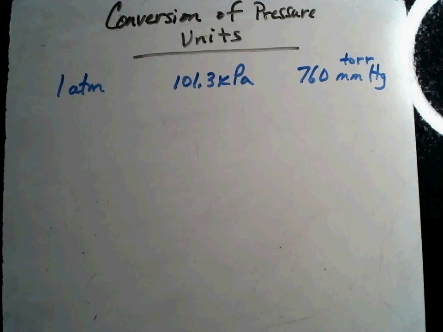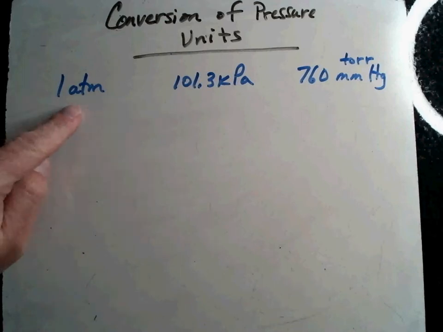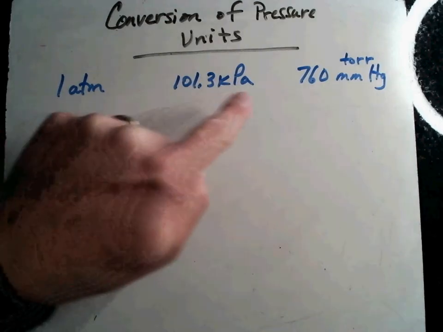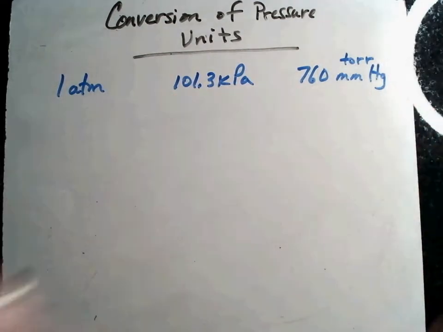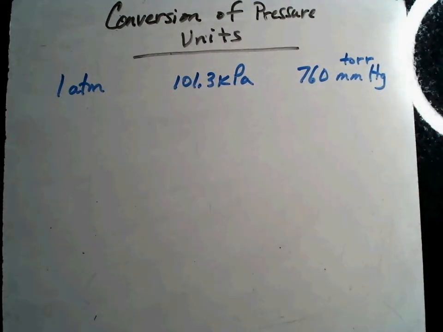In this video, we're going to be talking about conversions of pressure units. So in the last video, we talked about the different units of pressure that can be atmospheres, kilopascals, or millimeters of mercury, sometimes called torr. Okay? Now, when we start using the gas laws, we're going to use different units of pressure.